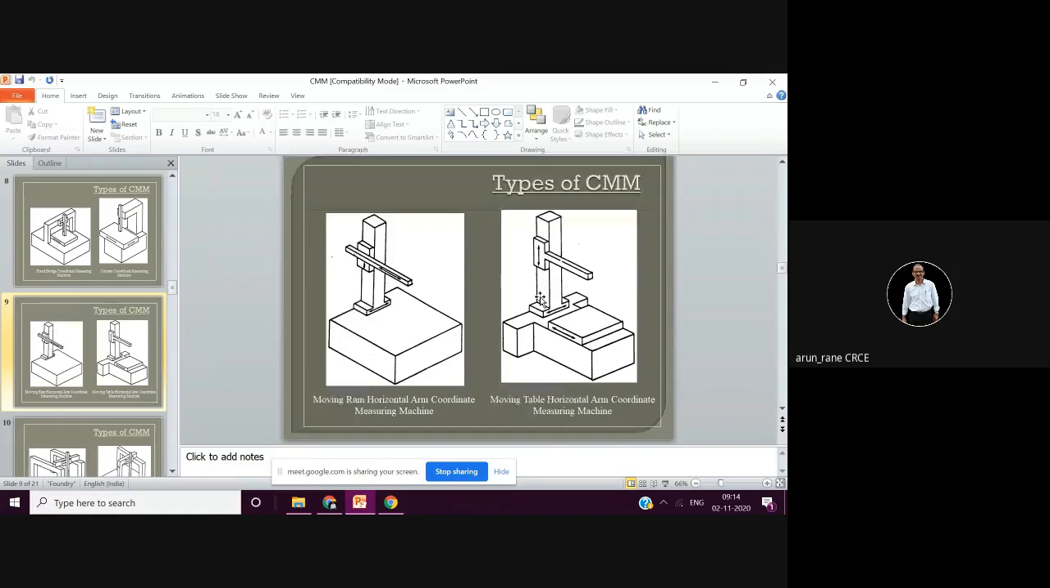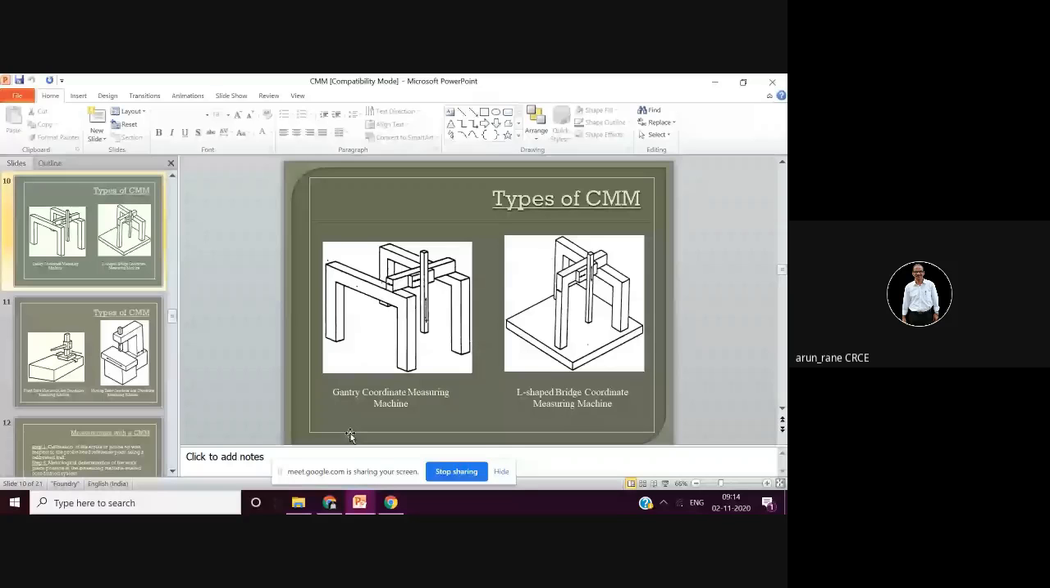And again, gantry coordinate measuring machine. This is used whenever large components have to be measured, like your entire car body, vehicle's car body. So this type of CMM is suitable for measuring or checking the car bodies. Again, this is your X axis, this is Y axis, and this is Z axis.